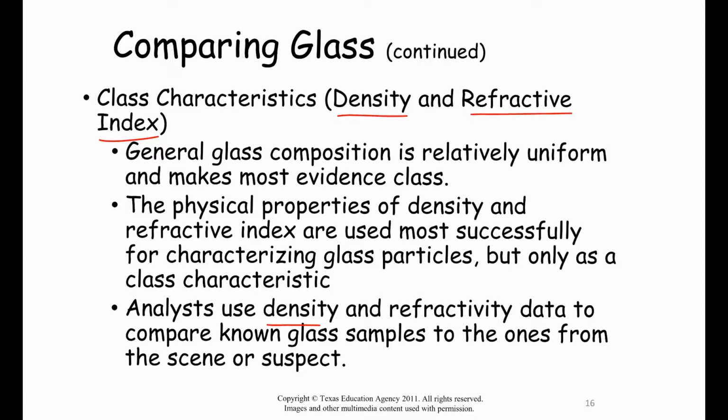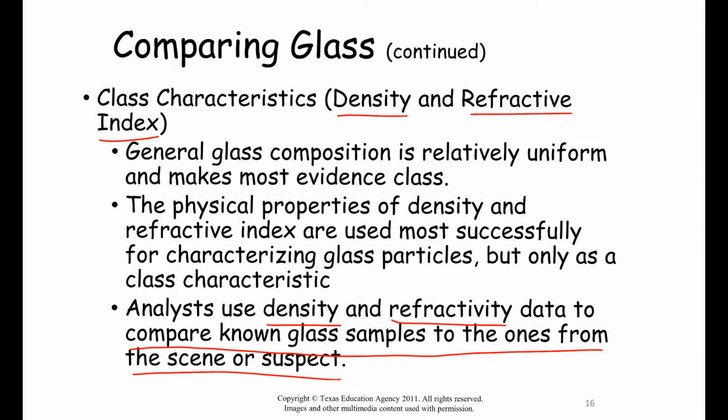So what I'm going to do is I'm going to take my piece of glass that I found at the scene of my crime. I'm going to calculate its density, and I'm going to calculate its refractive index, and then I'm going to compare those numbers to samples that I already know. Okay, so I know that this piece has a density of this. My piece had a density of this other number. These 2 don't match up. That's kind of the basis on which we think about this.